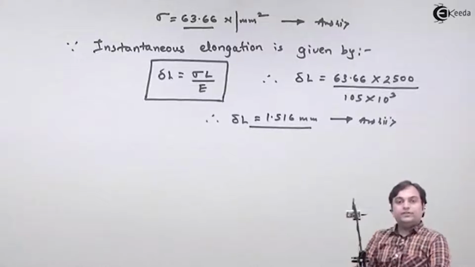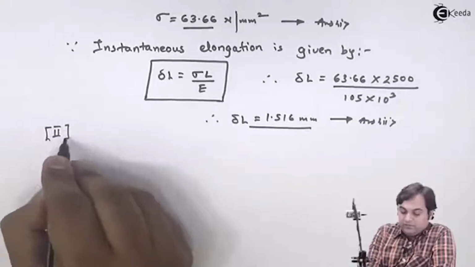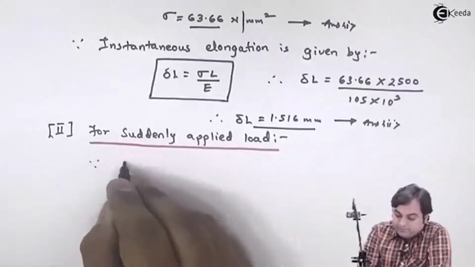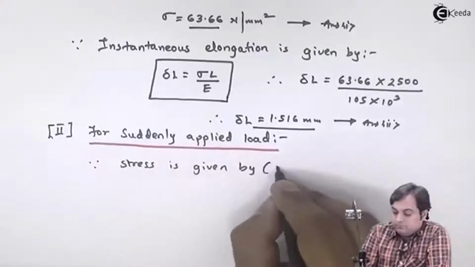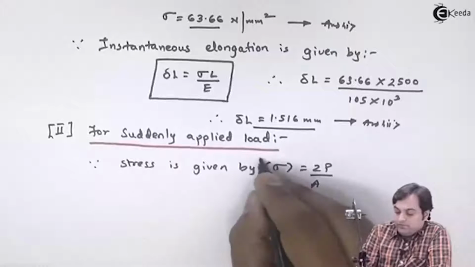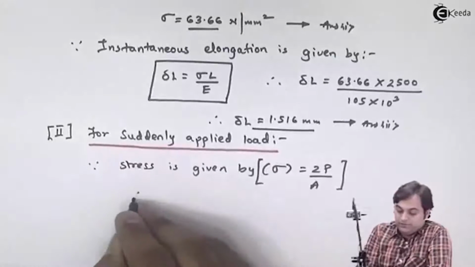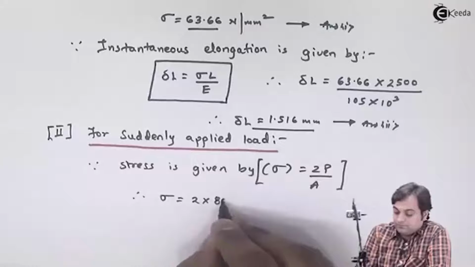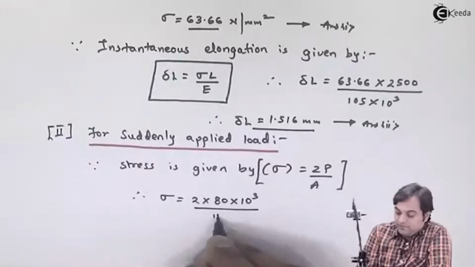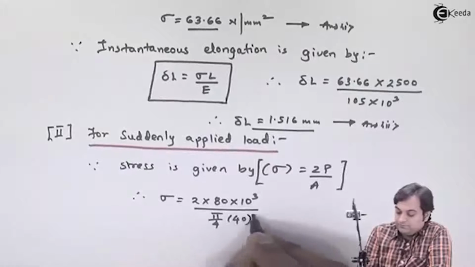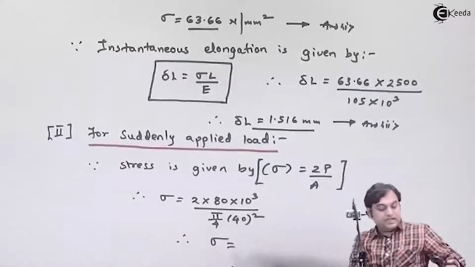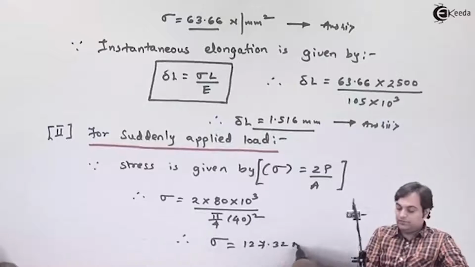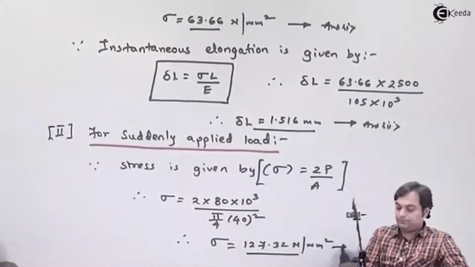Next we would be using the second condition for suddenly applied load. Since stress is given by sigma is equal to 2P upon A for suddenly applied load, stress is equal to 2 into load, 80 into 10 raised to 3, upon area, pi by 4 into 40 square. From this the stress value which I have is 127.32 Newton per mm square. Third answer.